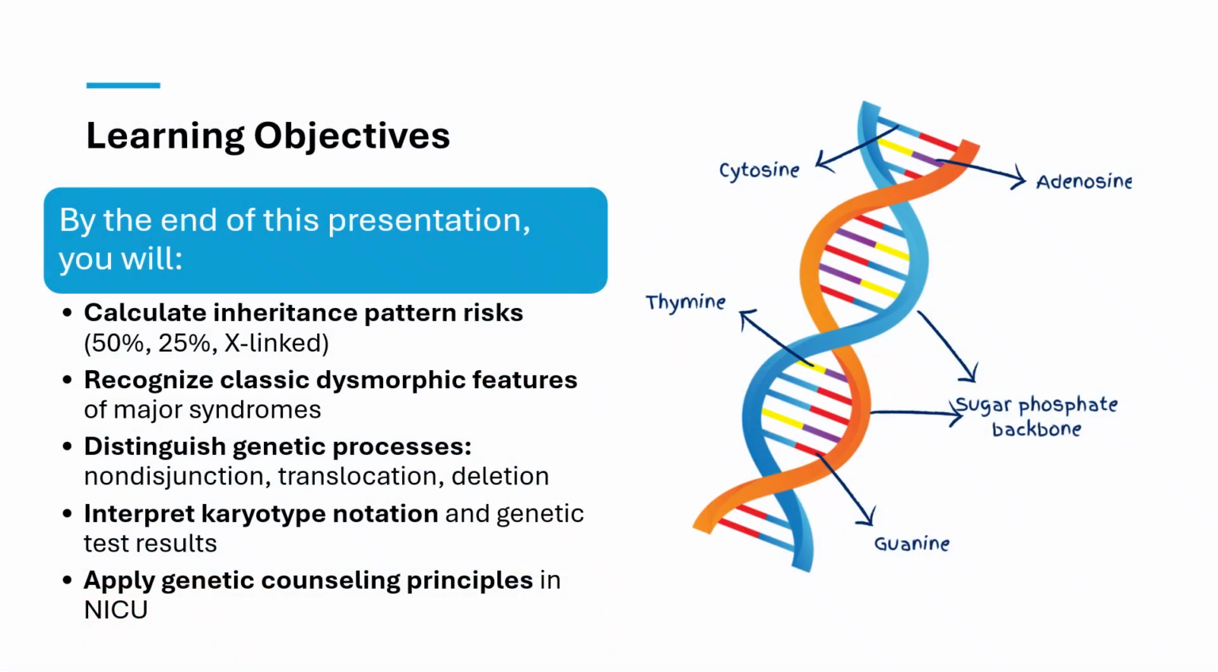These 5 learning objectives outline the essential genetics competencies for your certification exam. You'll master inheritance risk calculations, recognize key dysmorphic features, understand chromosomal processes, interpret genetic test results, and apply counseling principles in neonatal care. Each objective directly correlates with high-yield exam content and clinical scenarios you'll encounter in practice. These skills form the foundation for genetic assessment and family support in the neonatal intensive care unit.